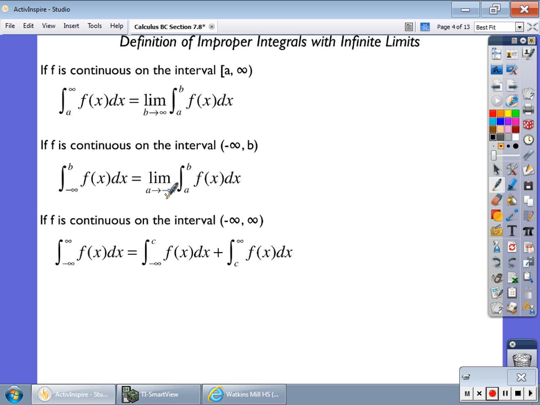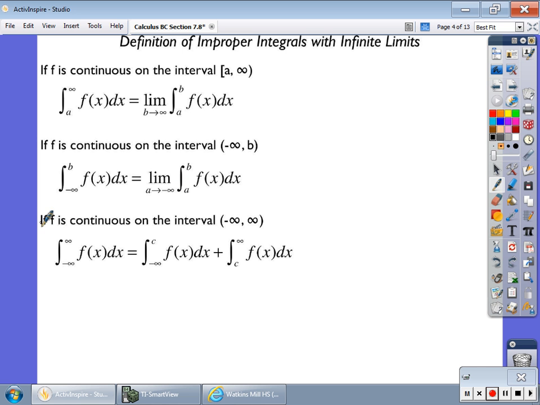You can use any letter you want to, but we're so used to writing integrals from a to b that if the infinity is in the top, I use a b. B approaches infinity. If the infinity is in the bottom, I use an a. Limit as a approaches negative infinity.